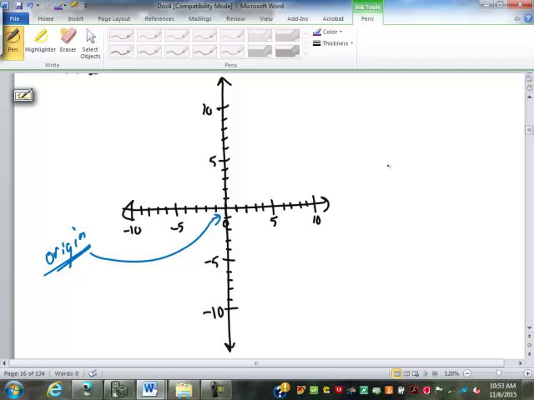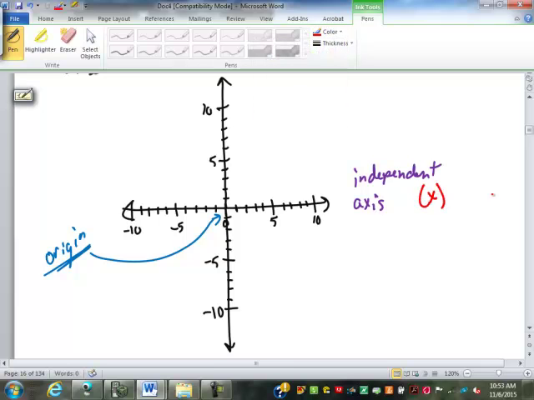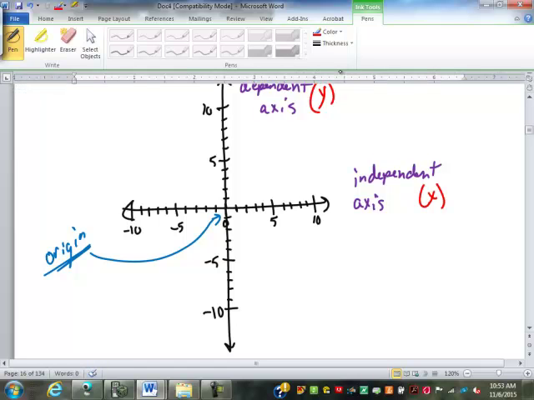Each of the number lines is called an axis. The horizontal one is called the independent axis, quite often referred to as the x-axis, although it can be any variable or any item we want to express there. And the vertical one is called the dependent axis. Again, often called the y-axis, but it doesn't have to be y. It can be any variable or any quantity we want to represent there.